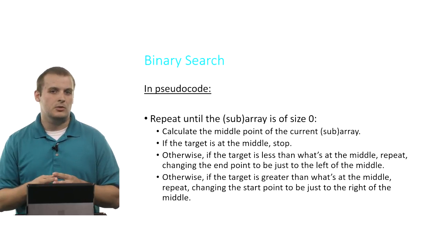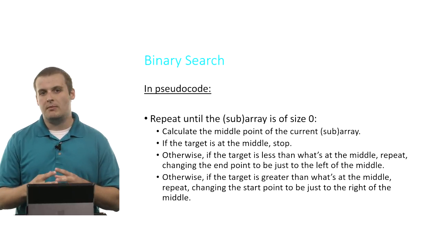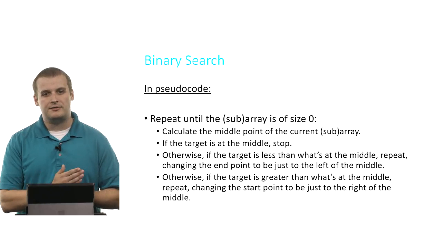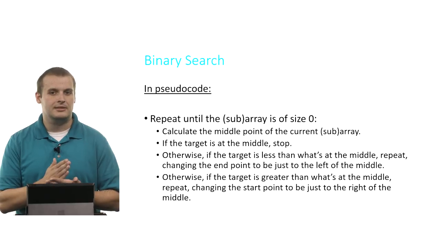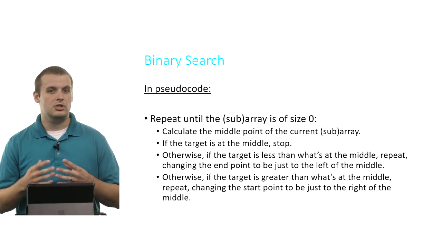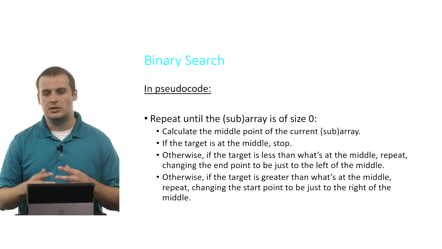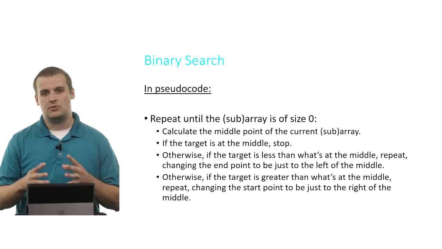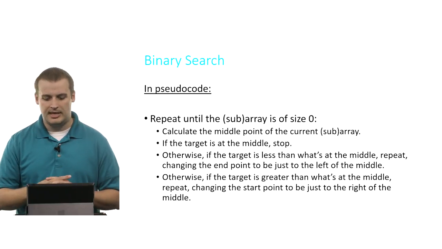We knew that the middle was too high, or the target was less than the middle, and so it must exist, if it exists at all in the array, somewhere to the left of the midpoint. And so we'll set the array location just to the left of the midpoint as the new endpoint. Conversely, if the target is greater than what's at the middle, we do the exact same process, but instead we change the start point to be just to the right of the midpoint we just calculated. And then we begin the process again.